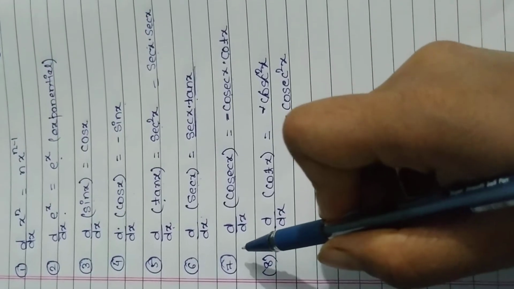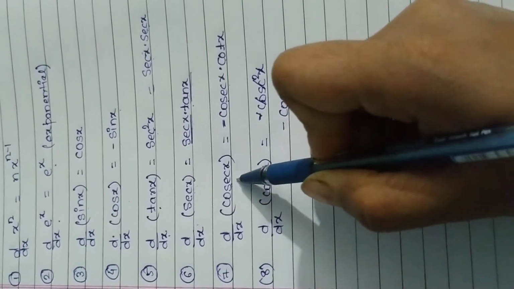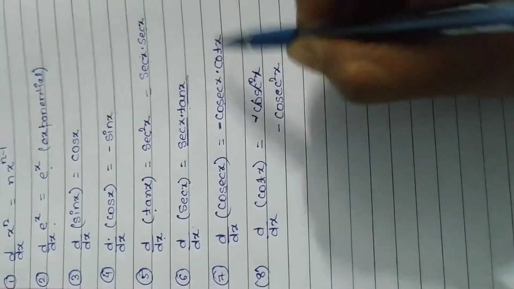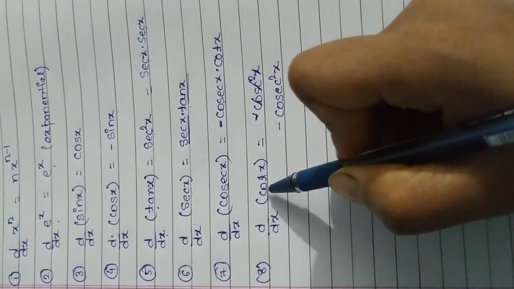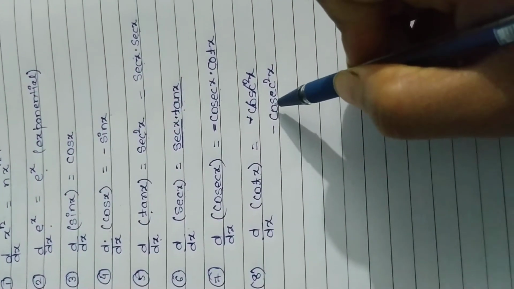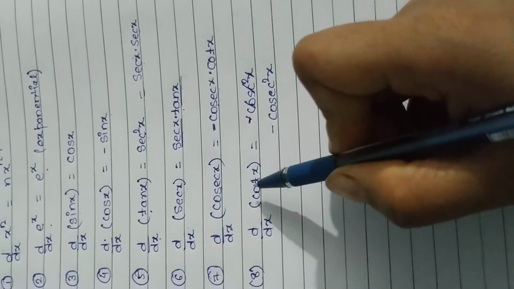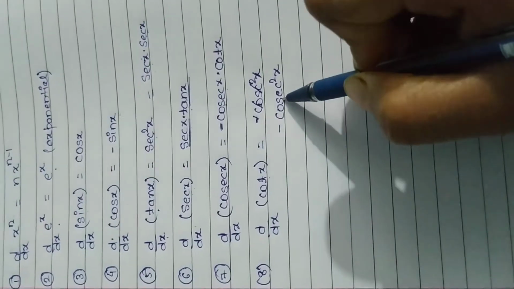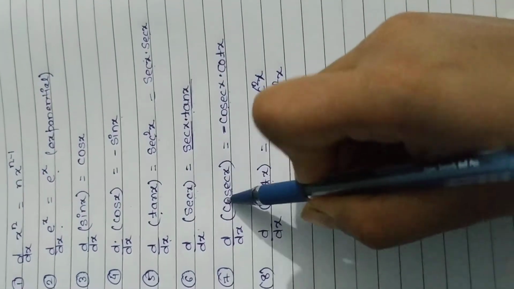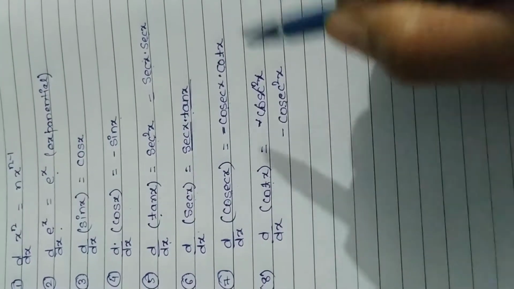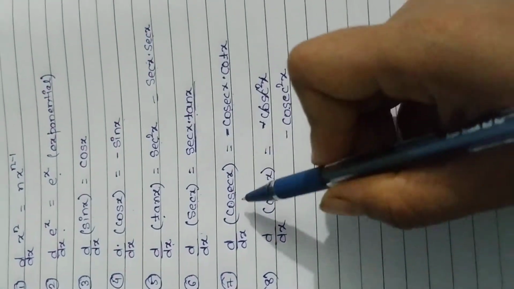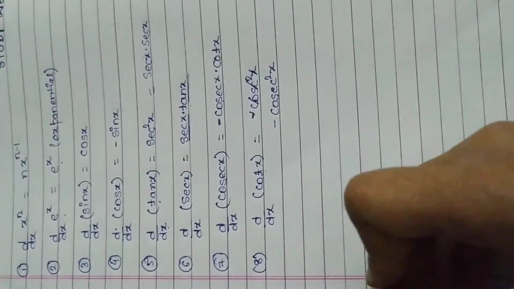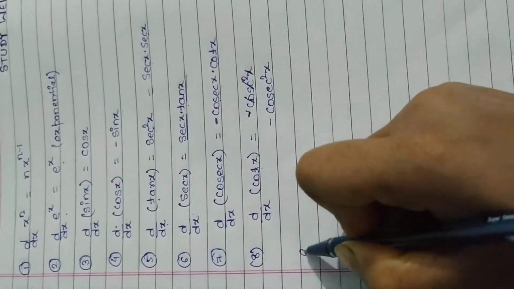Another one is d by dx cosec x. The differentiation of this one is minus cosec x into cot x, and after that d by dx cot x is equal to minus cosec square x. The differentiation of cot x includes cosec, and the differentiation of cosec x includes cot x. So it will be easy to learn. If we correlate these two, we will find it easy to remember.